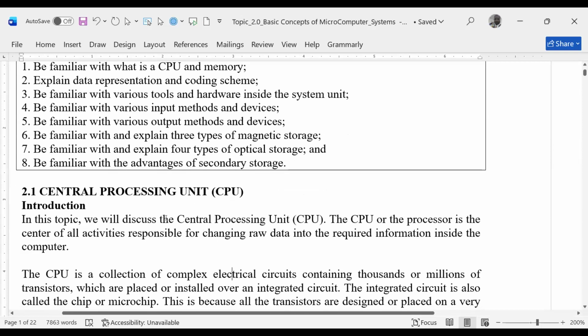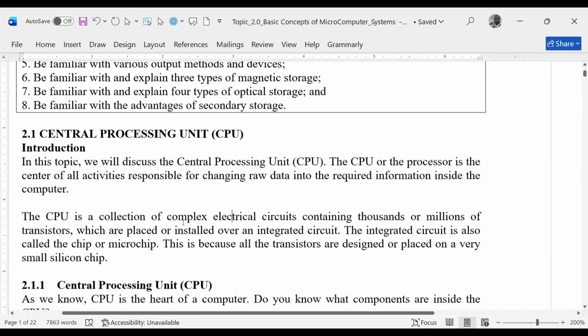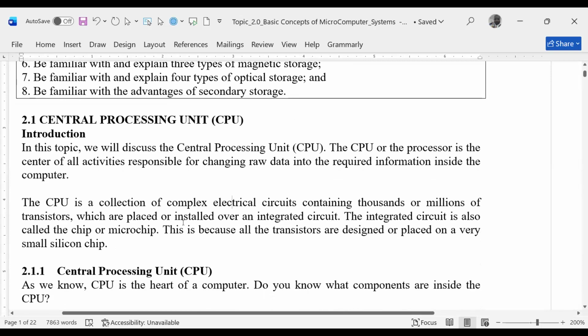2.1 CPU, or the central processing unit. We have already discussed this, and you are aware that the CPU is the main component in a computer or microcomputer that converts all activities into meaningful things for you. So before you can convert data into information, it's the job of the CPU or the processor.